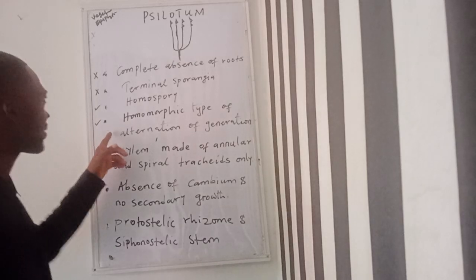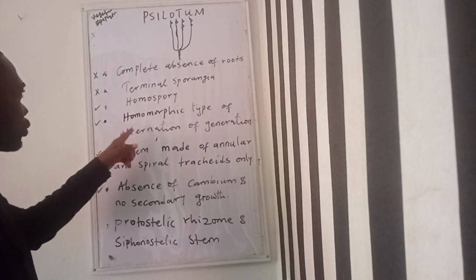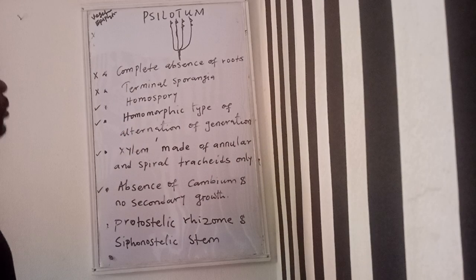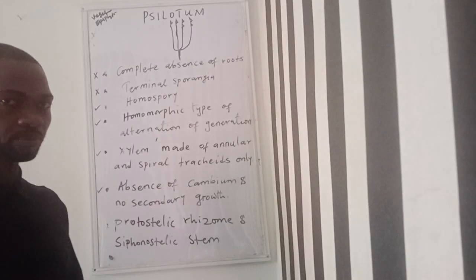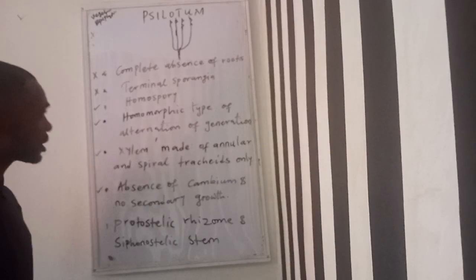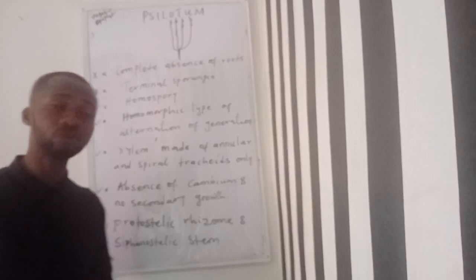Then another characteristic is the fact that they show homomorphic type of alternation of generation. They show homomorphic type of alternation of generation. This is also essentially important. So what does it mean to have homomorphic type of alternation of generation?